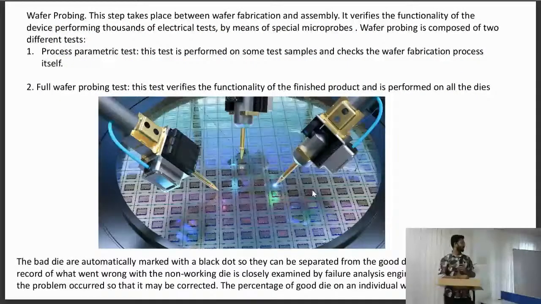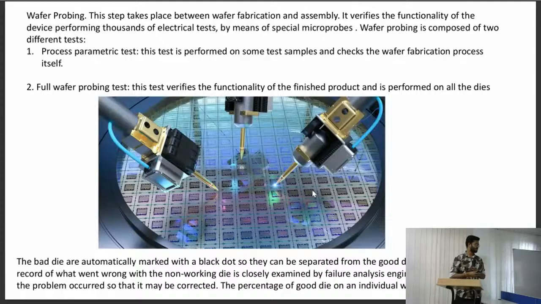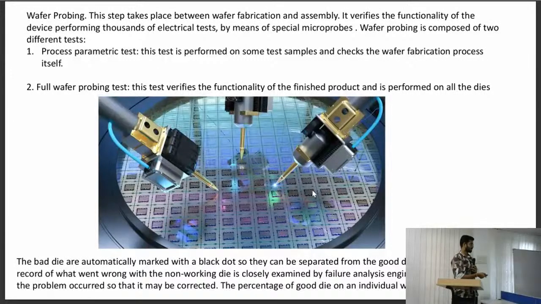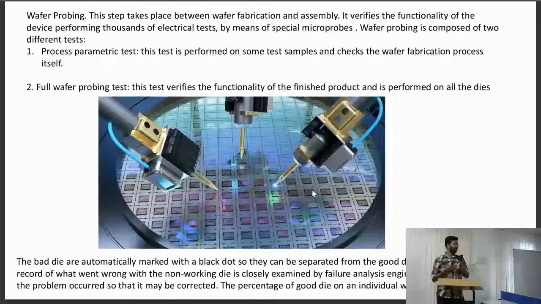The first process is wafer probing. No human is involved; only machinery handles the sliced wafers. This step takes place between wafer fabrication and assembly. It verifies the functionality and performance of the device through an electrical test using special micro probes. These probes test every transistor inside the silicon.